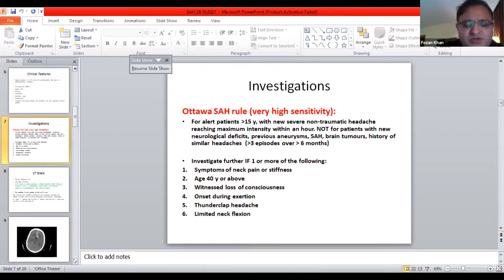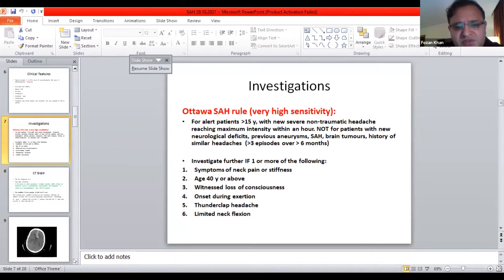So it applies to alert patients who are aged more than 15 years with new severe non-traumatic headache reaching maximum intensity within an hour. It is not for patients with new neurological deficit, previous aneurysms, subarachnoid bleed, brain tumors, history of similar headaches more than 3 episodes over 6 months. So investigate further if one or more of the following is present.